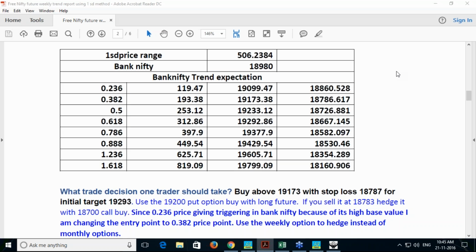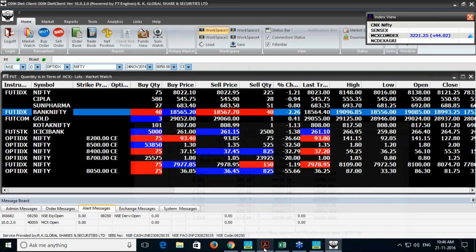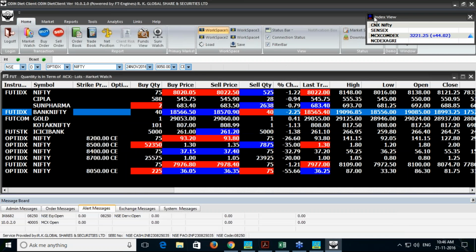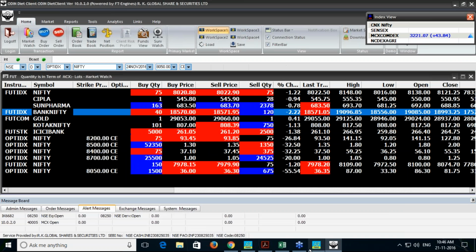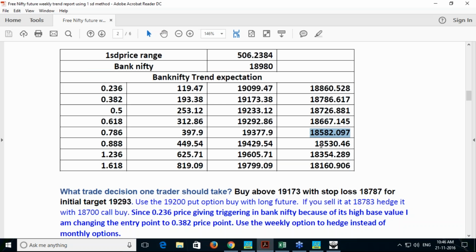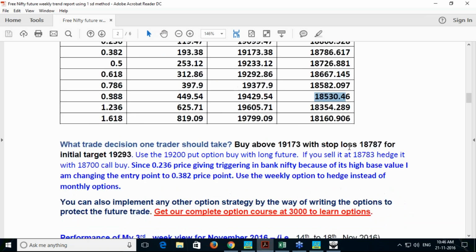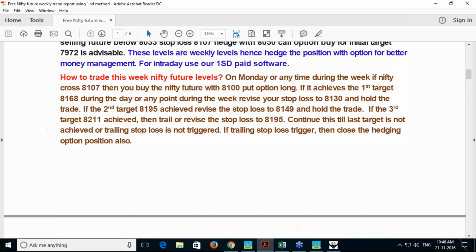Vinayak ji is asking, your eyes, one level is getting in line. First you have seen 67 low being made, then it has moved up. Then you have seen the 18,583 level, 82 level it has made, and it has moved up. Now the 18,556 level has come. However, our next level is 18,530. That is also for the Bank Nifty.